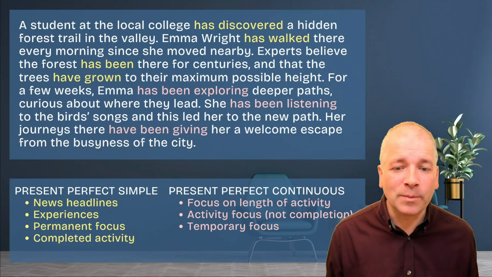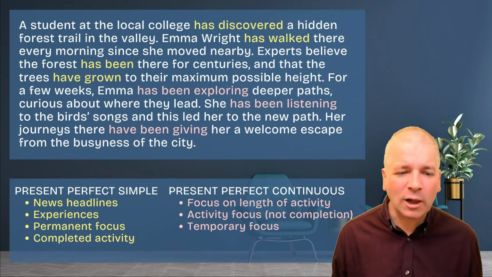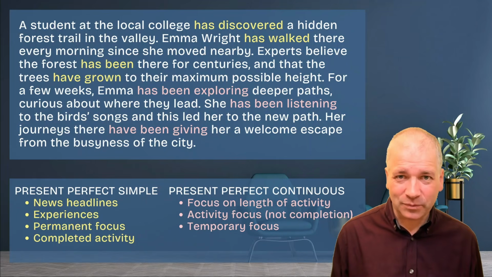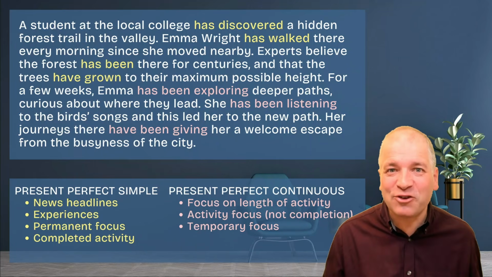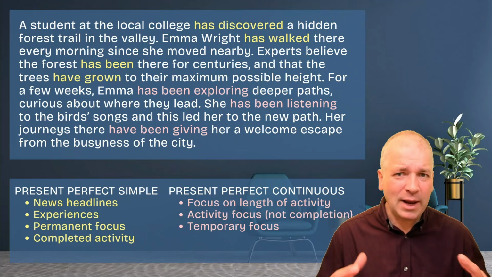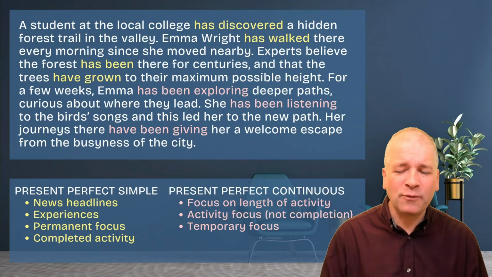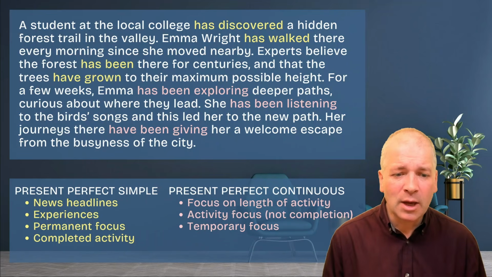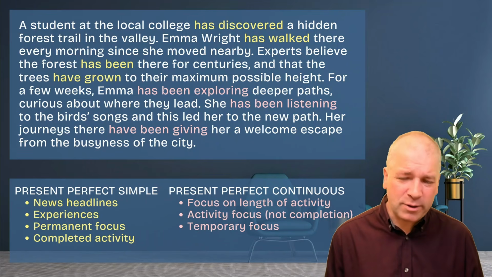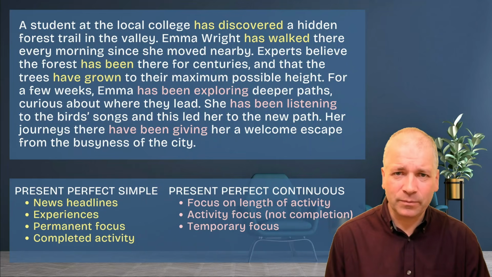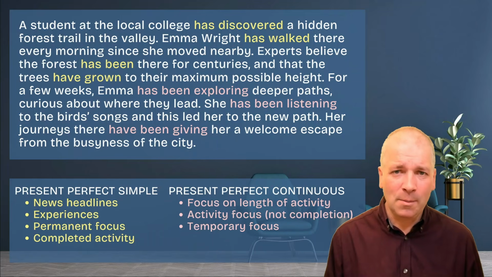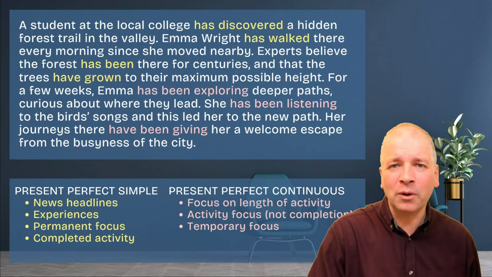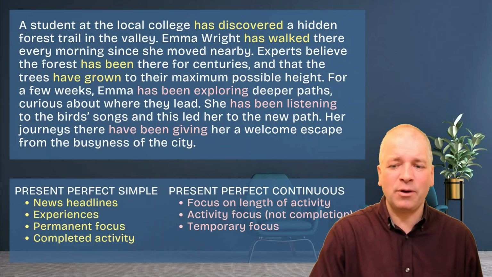And let's complete the story. Her journeys there have been giving her a welcome escape from the busyness of the city. So this welcome escape is a temporary thing. We're not expecting it to go on for centuries like the forest. It's something that helps her now. So use the present perfect continuous because it's a temporary thing. If we wanted to talk about a permanent thing, the present perfect simple would be more appropriate. So these are the main advanced differences. You could potentially use the present perfect continuous for experiences too, but otherwise the distinctions here are helpful in choosing between the present perfect simple and present perfect continuous.